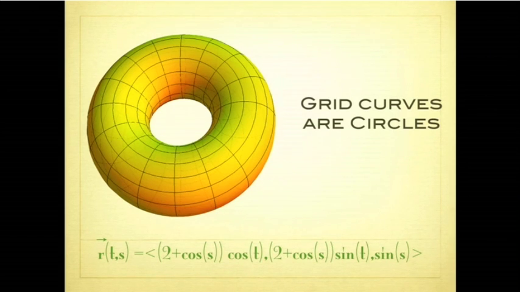And also, if you fix t, you always get circles, right? If t is equal to 0, you get 2 plus cosine s, 0, sine s, which is a circle just shifted over by 2, which is this circle here. And so you see a lot of circles. Even so, this is not of the 4 types we have seen, kind of a hard thing to spot.